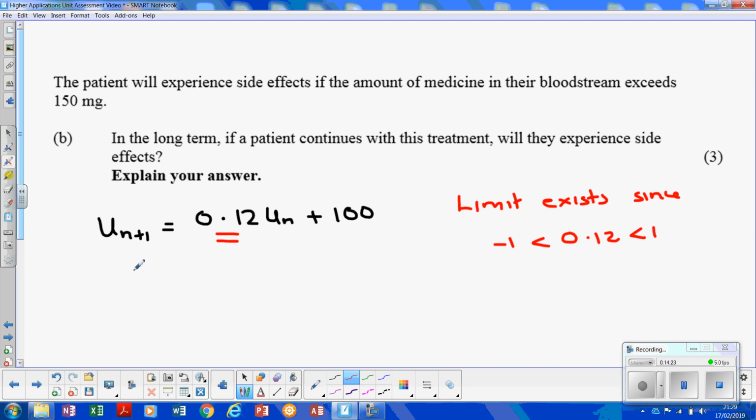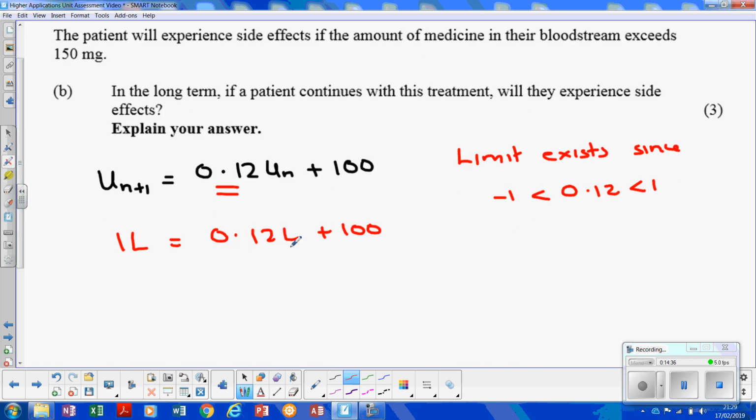So when we get to a limit, all terms turn out to be the same. So L is equal to 0.12 L plus 100. Gather all the L terms together, and remember that's 1L. So take 0.12 L away from both sides. So 1 take away 0.12 gives us 0.88 L, and that is equal to 100. I don't want 0.88 L, only want L, so I'm going to divide by that. So I get 100 divided by 0.88. And when I divide that out, I get 113.6. Okay, that's milligrams.